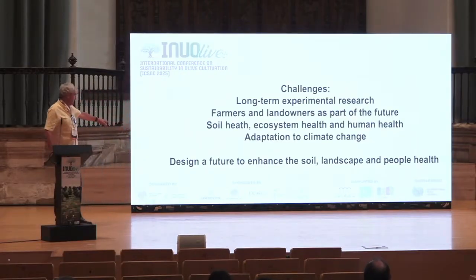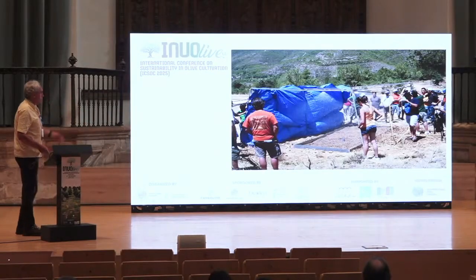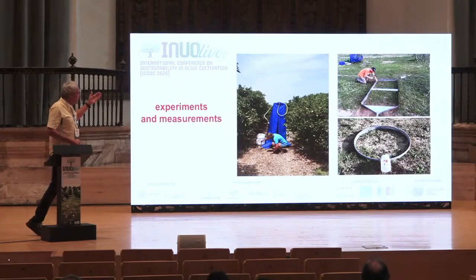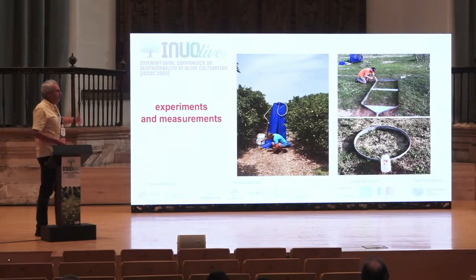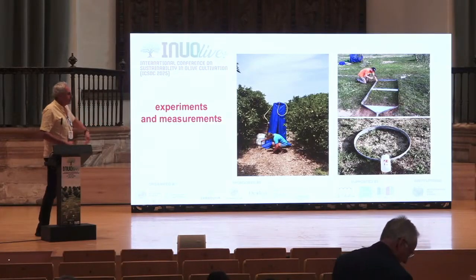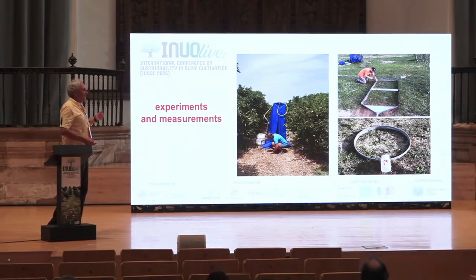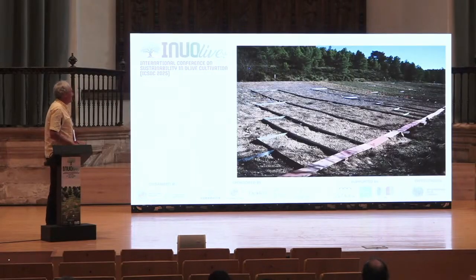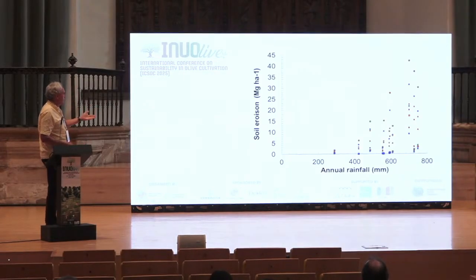Well, we need to design a future to enhance the soil, the landscape, and people's health. Some images of the experiments that we do, this is what we need. We need more experimental sites. In soil erosion, which is my topic, most of the research in the last decade is on modeling. And sometimes it's amazing for me because the modeling is almost without data. And then these kinds of experiments are what we need.